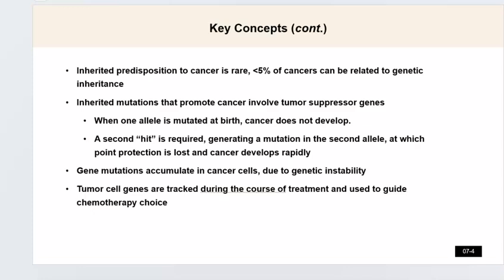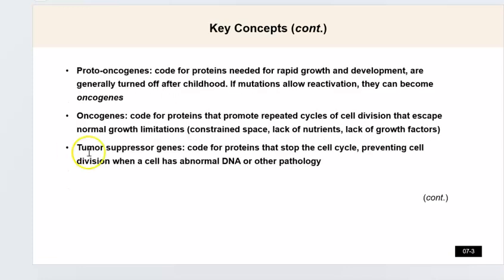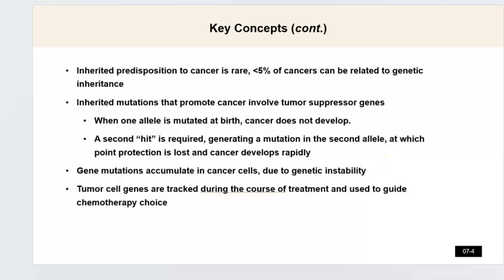So these are kind of our checkpoints of how we're supposed to be able to prevent these things from happening. You also can have an inherited predisposition to cancer. However, it's fairly rare, and actually only less than 5% of cancers are related to genetic inheritance. Inherited mutations that promote cancer involve tumor suppressor genes, which are the proteins that stop the cell cycle, preventing division when a cell has abnormal DNA.